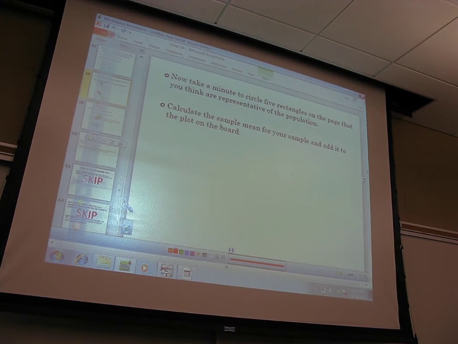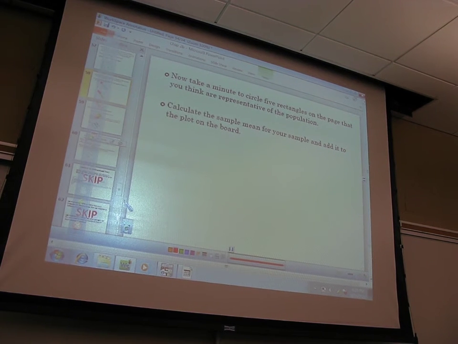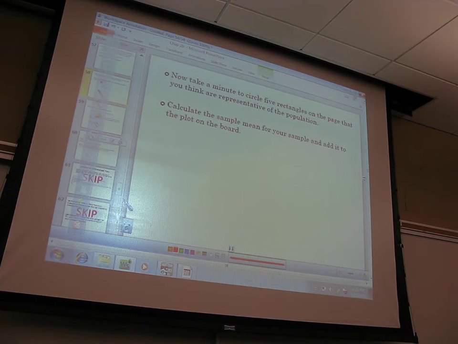Turn them over now, 30 seconds. Choose 5 that you think are representative of the population and circle them. You've got plenty of time, another 20 seconds left to do this. 15 more seconds to choose your 5. Okay, 5 more seconds. You should be done choosing your 5 at this point.